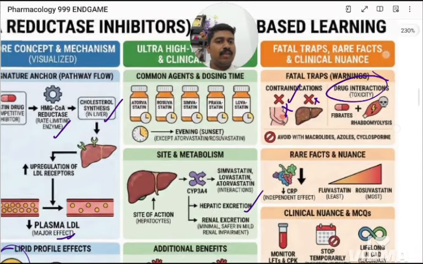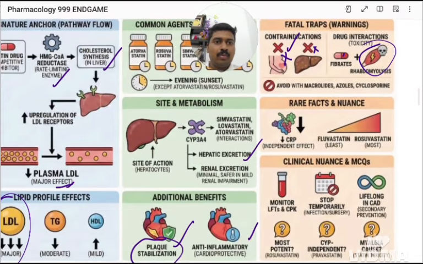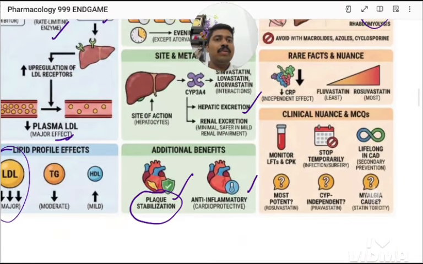Next, drug interaction toxicity. If you give it along with fibrates, which are one more drug class that reduces lipids, used in severe hypertriglyceridemia, then it can cause rhabdomyolysis. So you don't usually combine both. You never combine both.